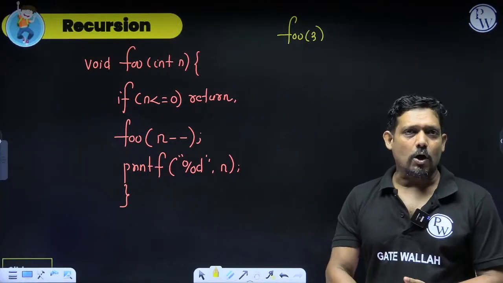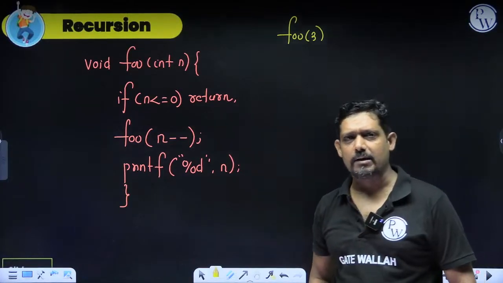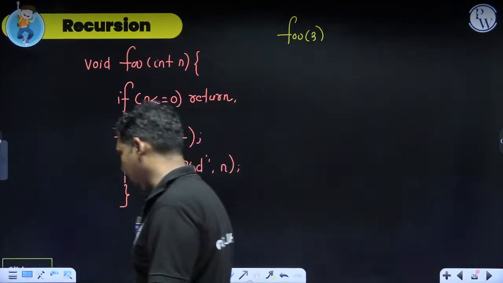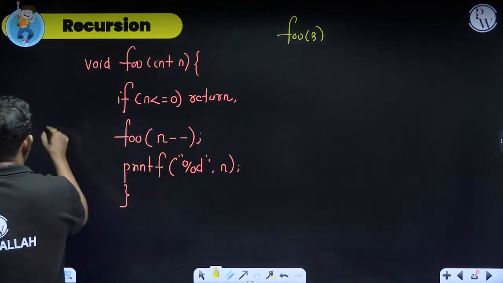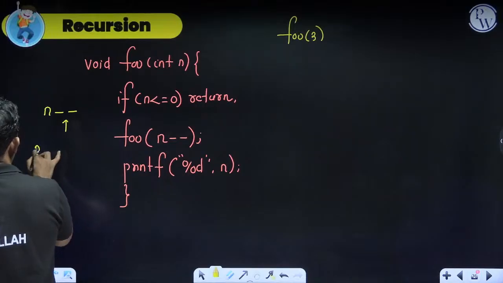Okay, anyone with the output, what will be the output here? N minus minus, it's a post decrement operator. Anyone? Very good. N minus minus, what is this? This is the post decrement operator.